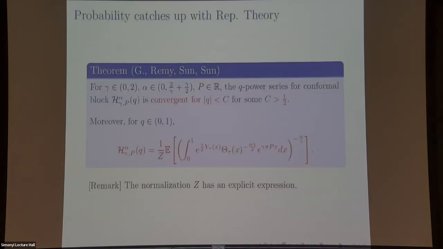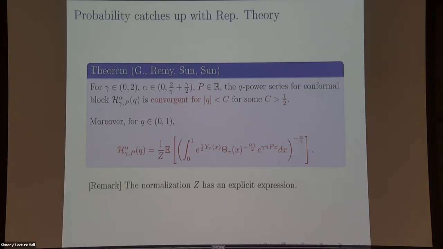Okay, so now this is our main result. What we were able to show is that our expression of the conformal block, this probabilistic expression, coincides with two other notions of the conformal block, one coming from gauge theory through AGT, and the other being the actual representation theoretic definition. Moreover, we were able to show that this power series definition is convergent for all Q, absolute value of Q less than C, for some explicit constant greater than 1/2.